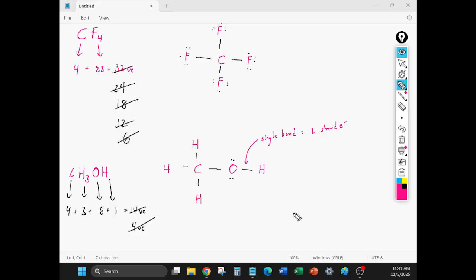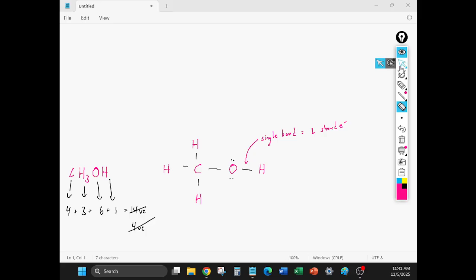Now, we're going to be talking about some different bonds. So let me make some space up here. We've been drawing molecules with only single bonds so far, but there are other types of bonds as well. The other type of bond we're going to talk about is called a double bond. Double bonds are represented by two lines. If one line is two shared electrons, how many electrons do you think? 4. Yeah, it's going to be 4 shared electrons.